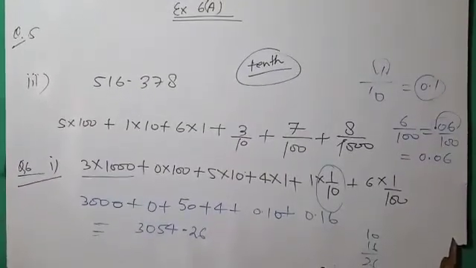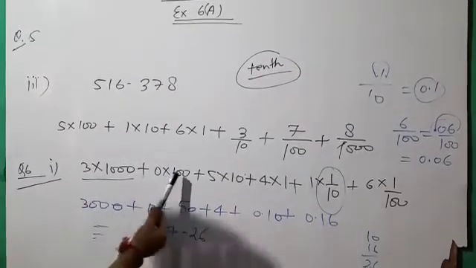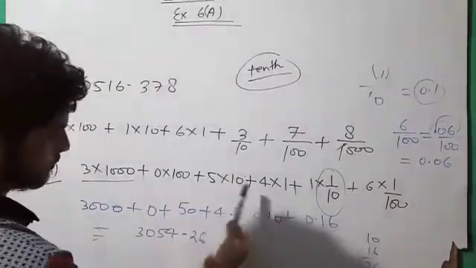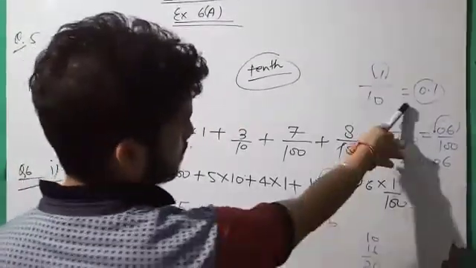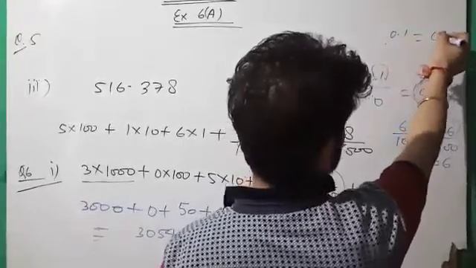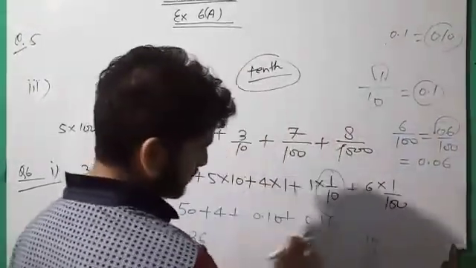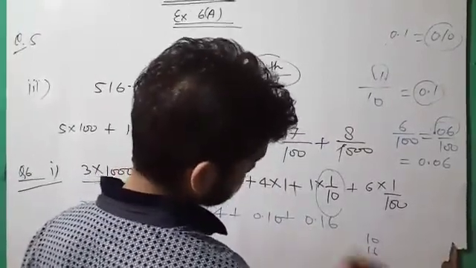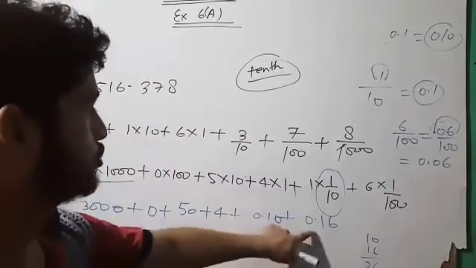Sorry, I think the board is not clearly visible. I repeat: 3 into 1000, 0 into 100, 5 into 10 is 50, 4 into 1 is 4, and 1 by 10 is 0.1. Using this, we can write 0.1 as 0.10. Yes or no? 0.10 and 0.16.